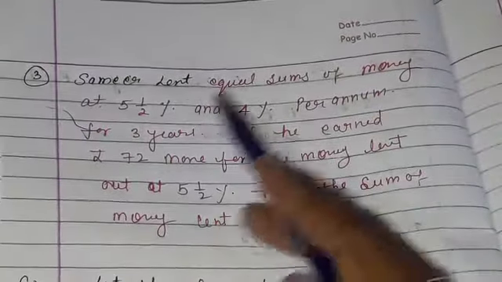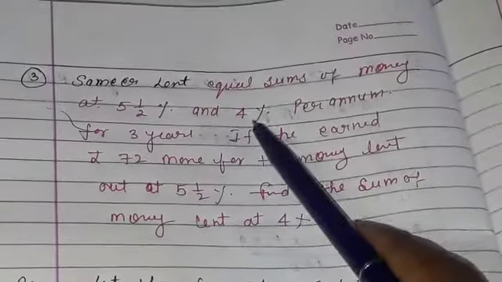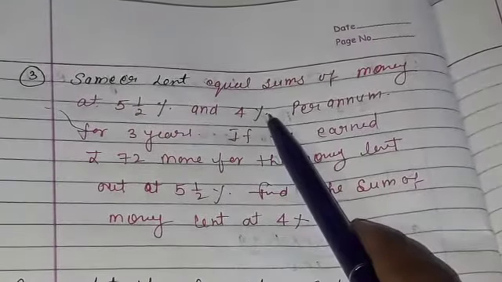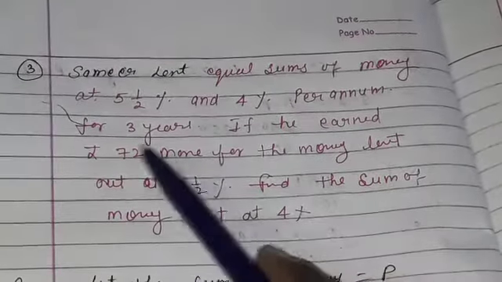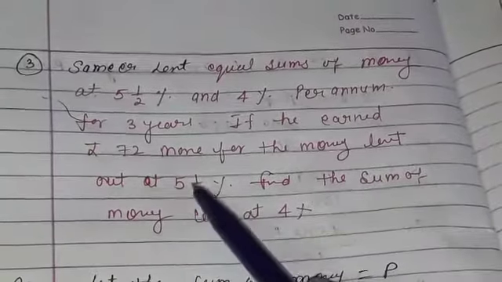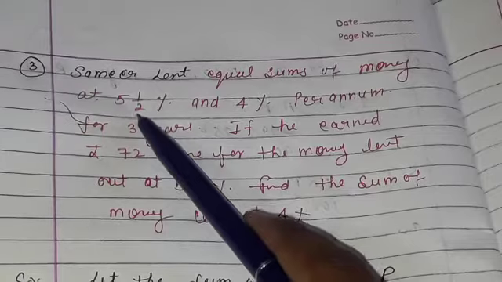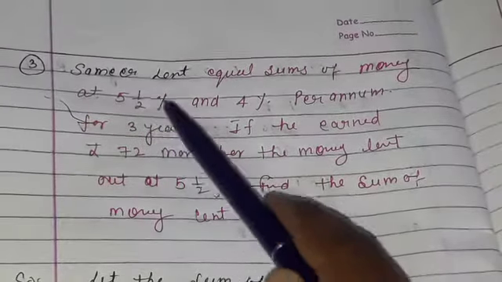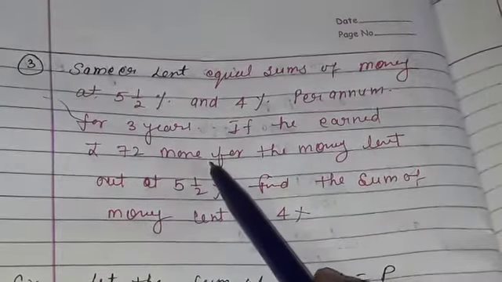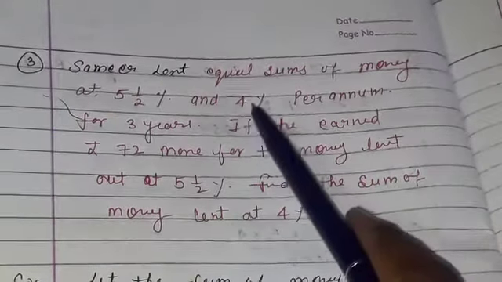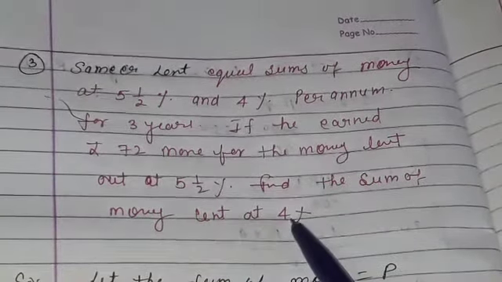Third question is, Samir lent an equal sum of money at 5 1/2% and 4% per annum. There are two rates of interest, R1 and R2, for 3 years. If he earned rupees 72 more for the money lent at 5 1/2%. It means, class, when on the same principal the rate of interest is 5 1/2%, at that time he gets 72 rupees more than when he gets 4% rate of interest. So find the sum of money lent at 4%.